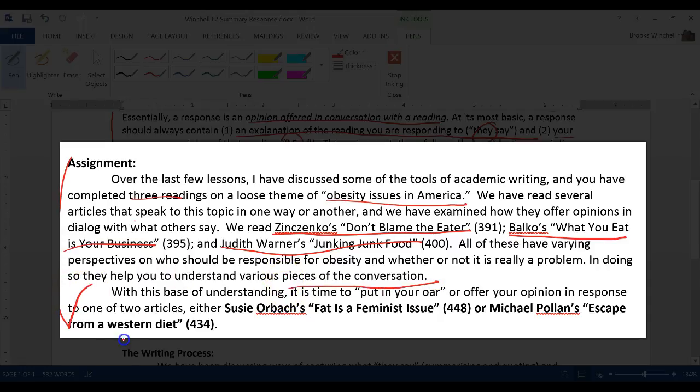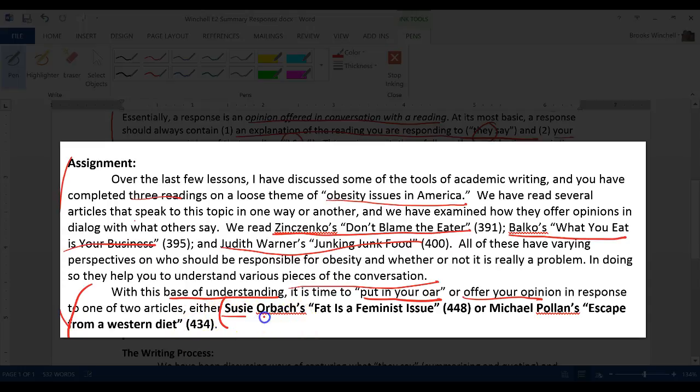So with this base of understanding, it's time to offer your opinion in response to one of two articles. I want you to read two more articles that are talking about issues with food and weight in America. They're slightly different than the ones that we've read so far, but you still probably can connect some of the things that we've read so far with these articles.